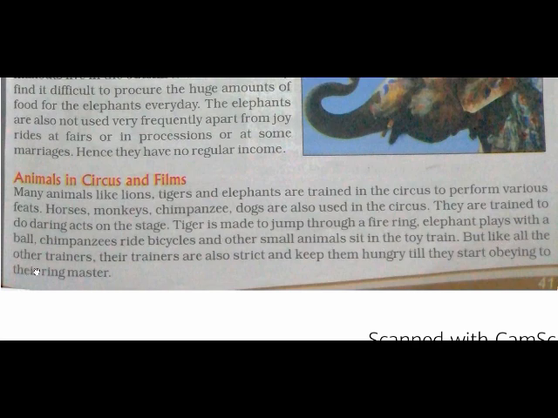But like all the other trainers, their trainers are also strict and keep them hungry till they start obeying the ringmaster. So animals in circus and films, as you see, these lions, tigers, elephants, or whatever animal we can see in the circus or in the films, these animals are trained in a very hard manner, so that they have to listen to the trainer, they have to listen to the ringmaster.